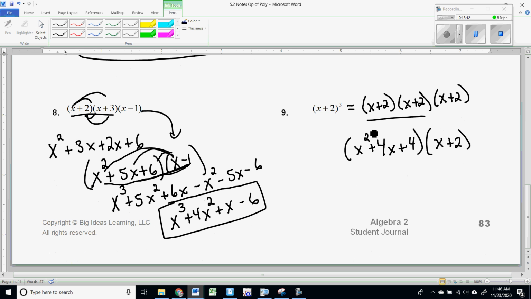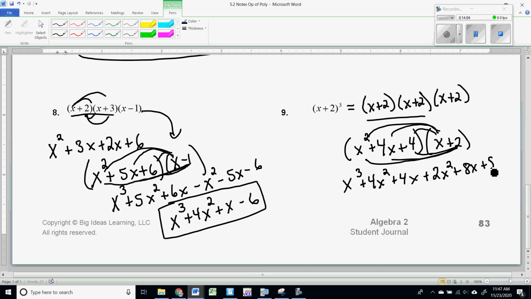Now, if we multiply, I take x times these 3, I get x cubed plus 4x squared plus 4x. And then I take the second term, 2, and multiply everything by that, and I get 2x squared plus 8x plus 8. Combine my like terms: x cubed plus 6x squared plus 12x plus 8.